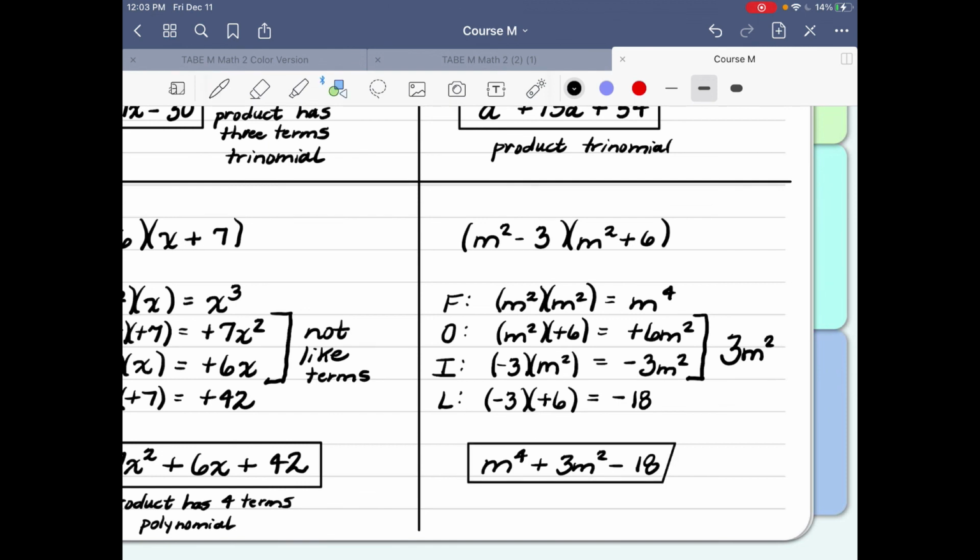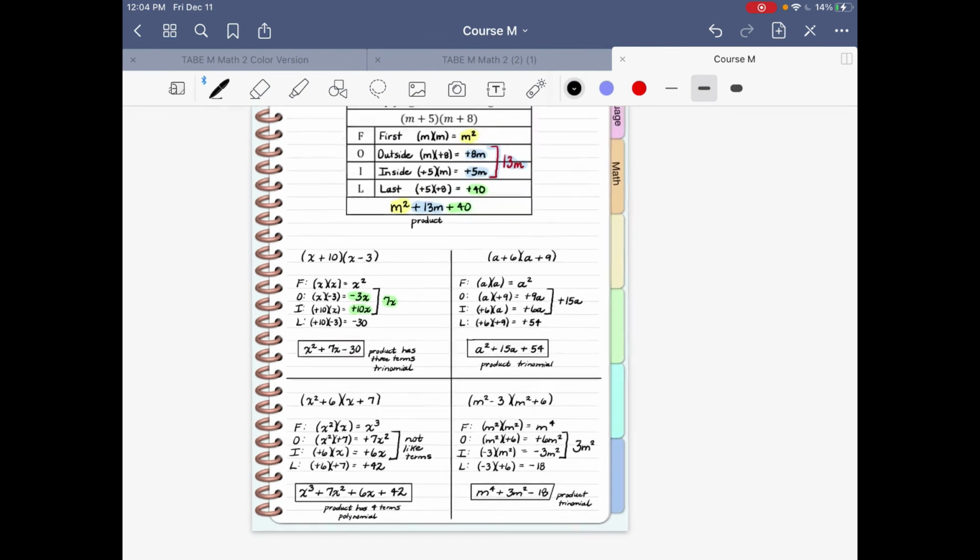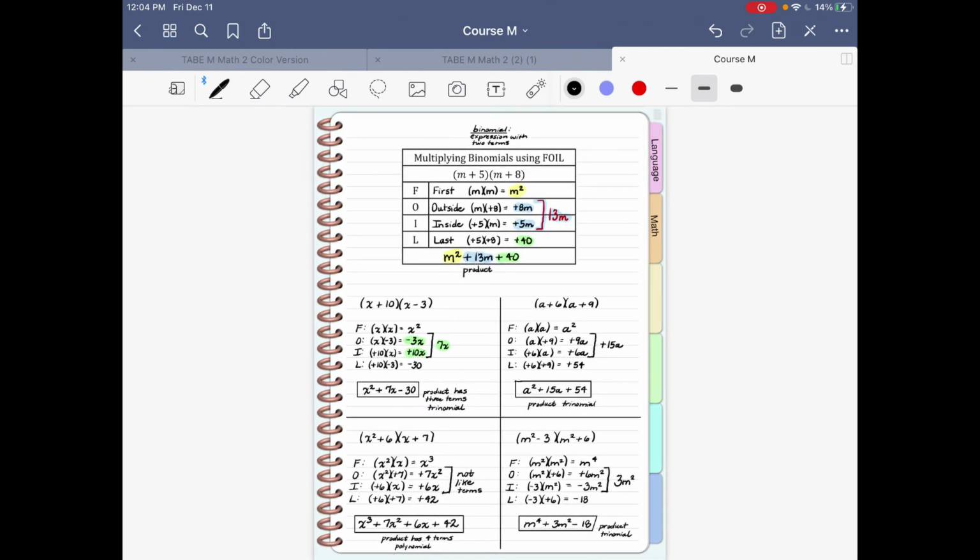That answer, that product has 3 terms, so we call it a trinomial. Look at this vocabulary that you're learning. It's pretty impressive. And you have learned how to multiply binomials using FOIL. This is a good HiSET skill.